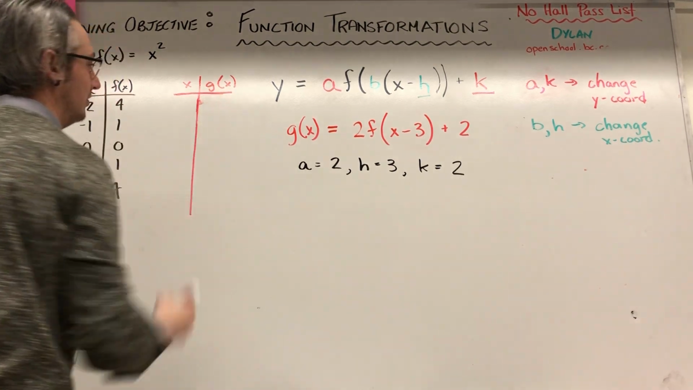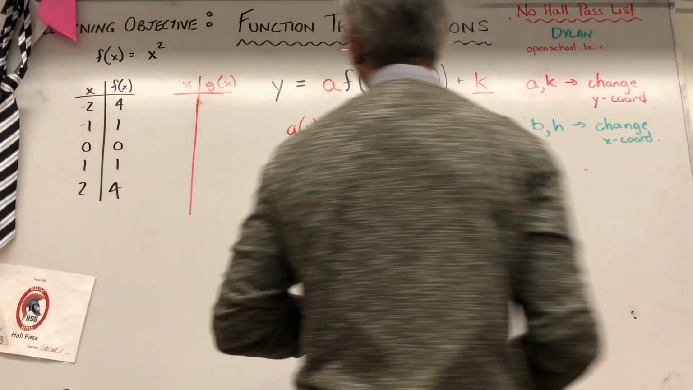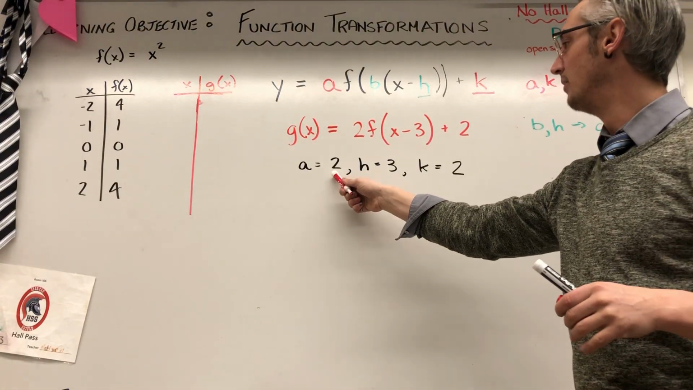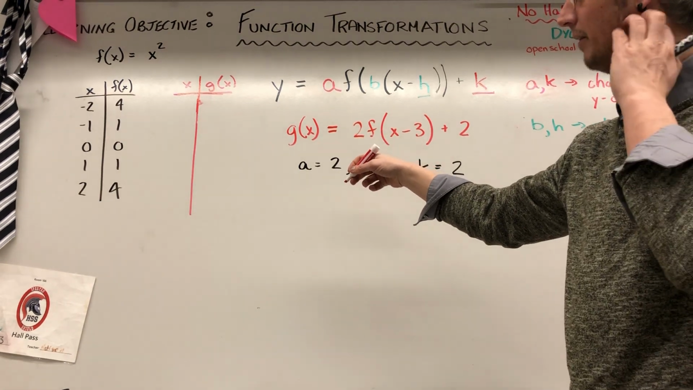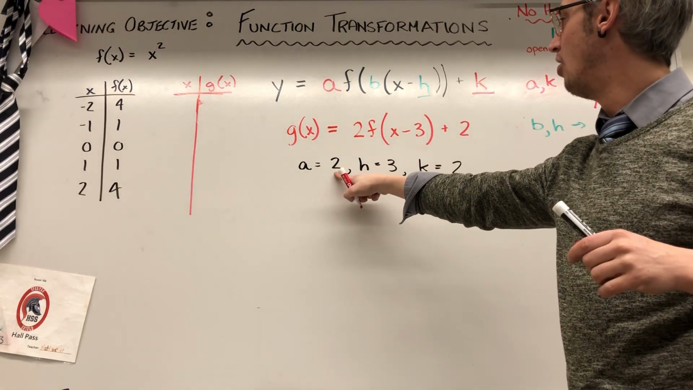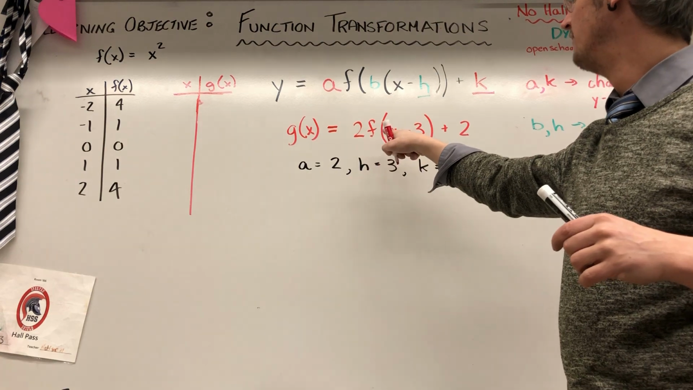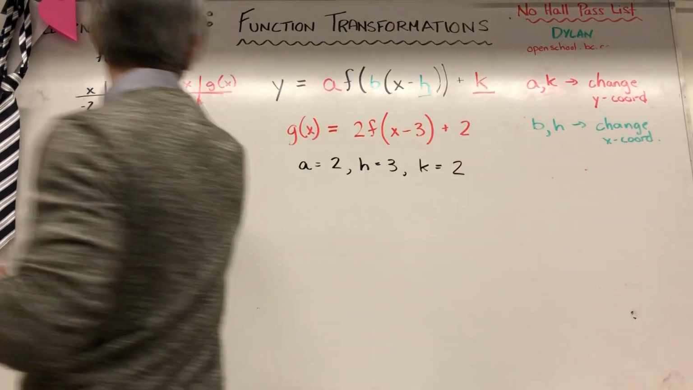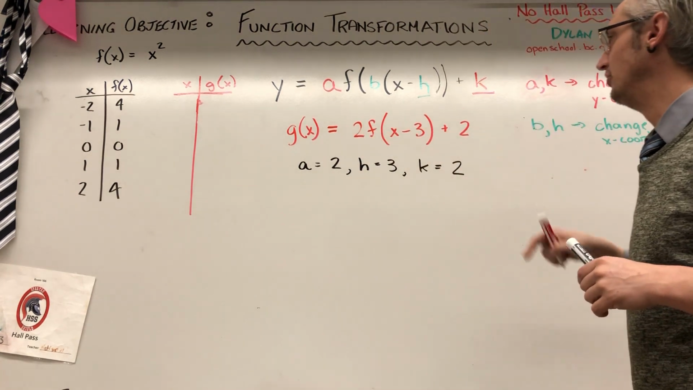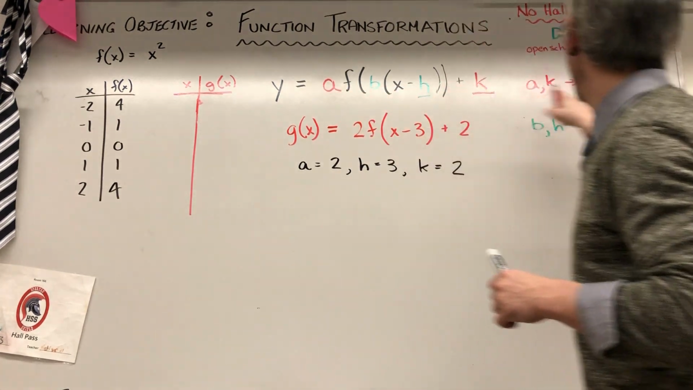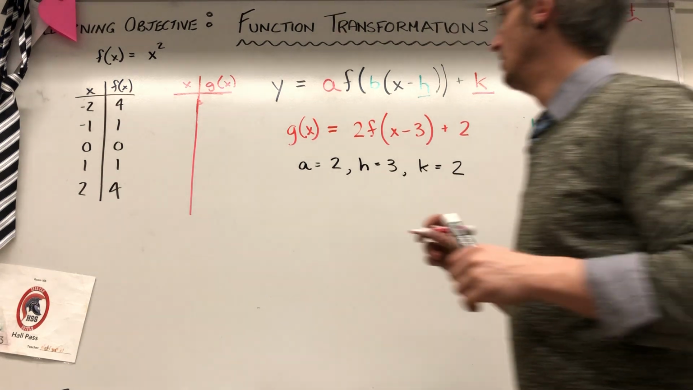So, let's do my y's first. I don't have a negative a, so there's no reflection, but I'm going to multiply all of my function outputs, my y's, my f of x's, by 2, and then I'm going to add 2, because these are my y coordinate manipulations.